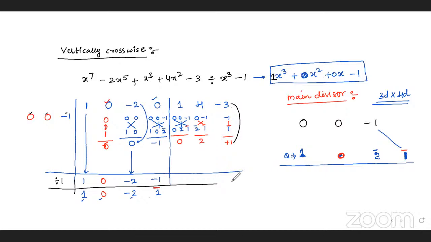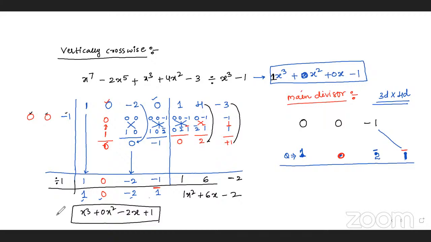Now adding these two things, how much are we getting? -2. Here how much will it be? Tell me. 6, 1. So 1x square plus 6x minus 2 is the quotient, and x cube plus 0x square minus 2x plus 1. So this will be our coefficient value, and this will be our remainder value.